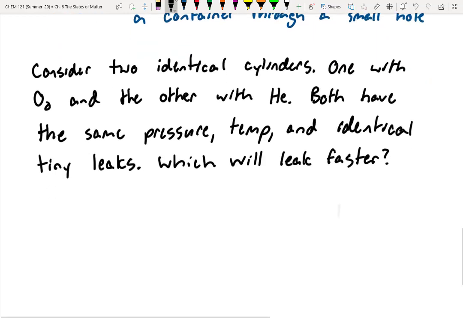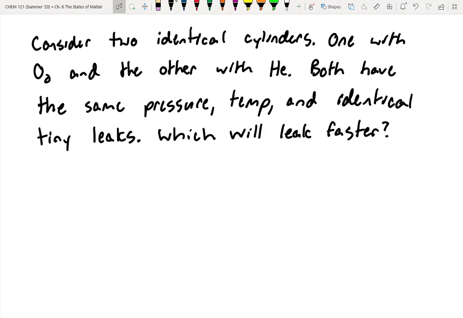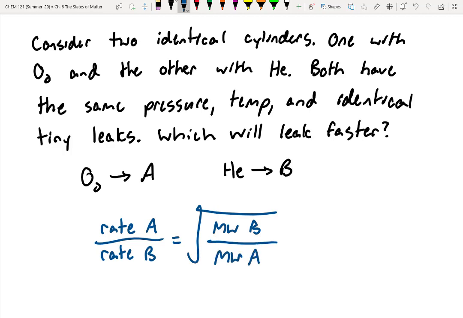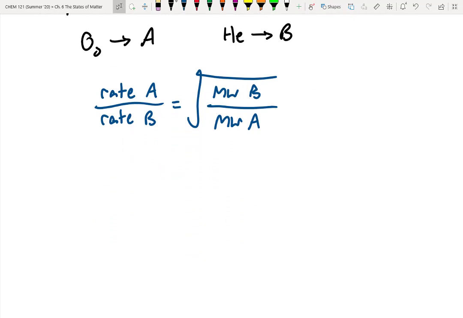Okay, so this is kind of a weird word problem, but let's just break it down. O2, in this case, I'm going to identify as A, and I'm going to say that helium is going to be identified as gas B. Okay, and we said that the rate that A escapes versus the rate that B escapes is going to be equal to the square root of the molecular weight of B over the molecular weight of A, right? So now we can start plugging things in.